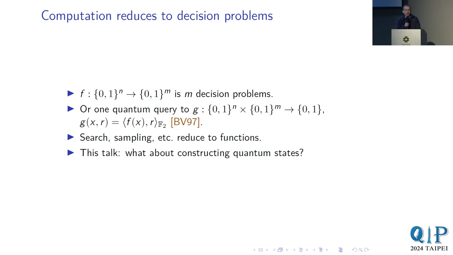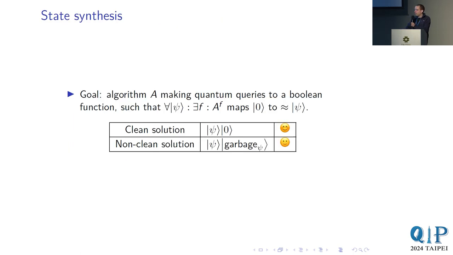Now, in this talk, I'm going to look at whether this still holds if the task we're interested in is constructing a quantum state. So more precisely, what we want is what I call a state synthesis algorithm. Our goal is an algorithm A that is allowed to make quantum queries, so in superposition, to an arbitrary Boolean function. And we want it to have the property that for all states psi that we might want to construct, there exists a choice of function f such that if we plug f into the queries made by A, the result is that it constructs some approximation of psi.